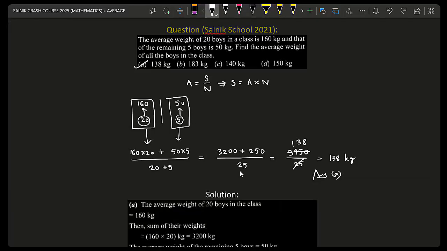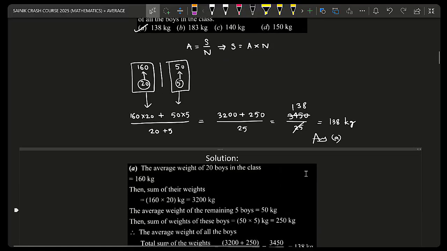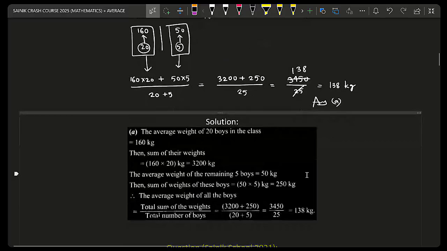So this is the way we are going to find the average weight of all the students in the class. First we found the sum of the weights of 20 boys and the sum of the weights of 5 girls. Adding them will give the sum of all the class students' weight. Then dividing by 25 will give the answer, 138.